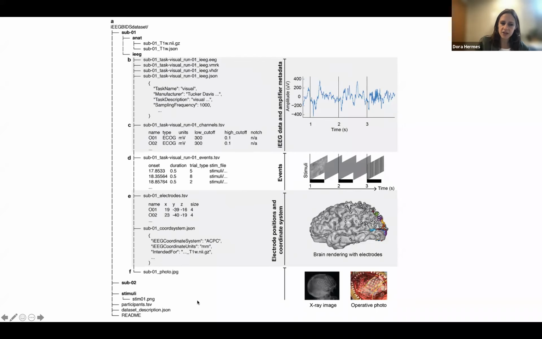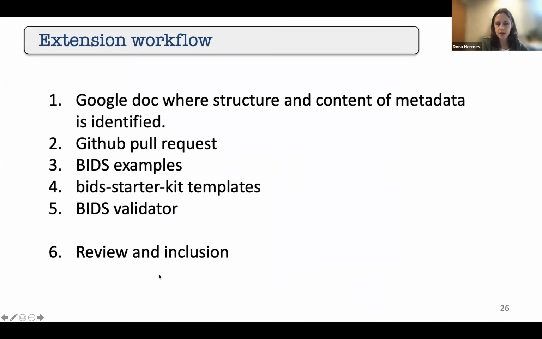And then there's additional information that you can, for example, store, such as an X-ray or an operative photo that has the same label as the rest of this data set. And then there is the review and inclusion stage where things get reviewed by the BIDS moderators, and then it can be included and approved in BIDS. But there's this whole stream of things up to the BIDS examples, etc.